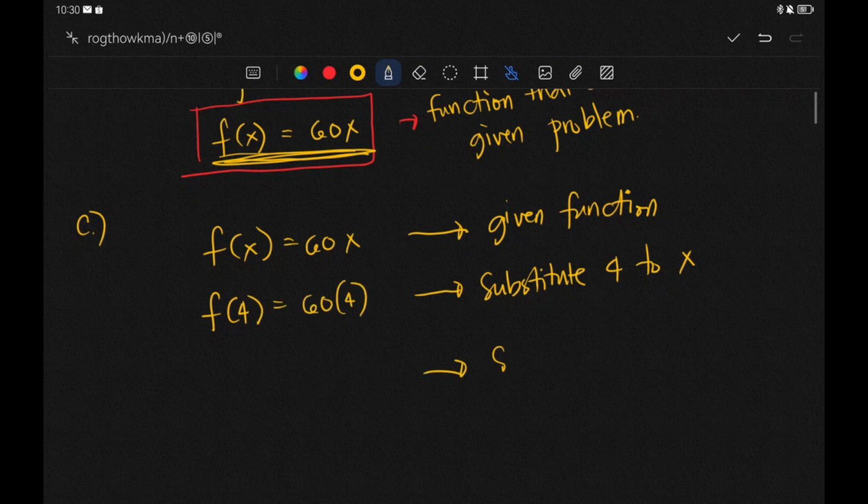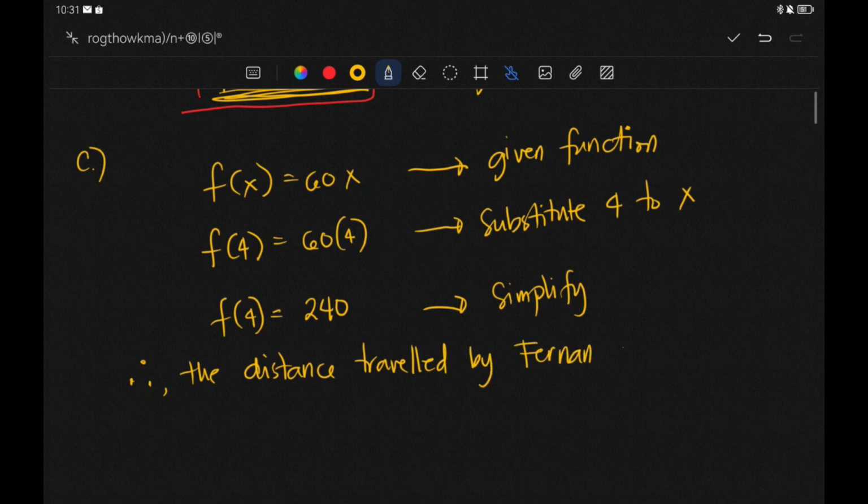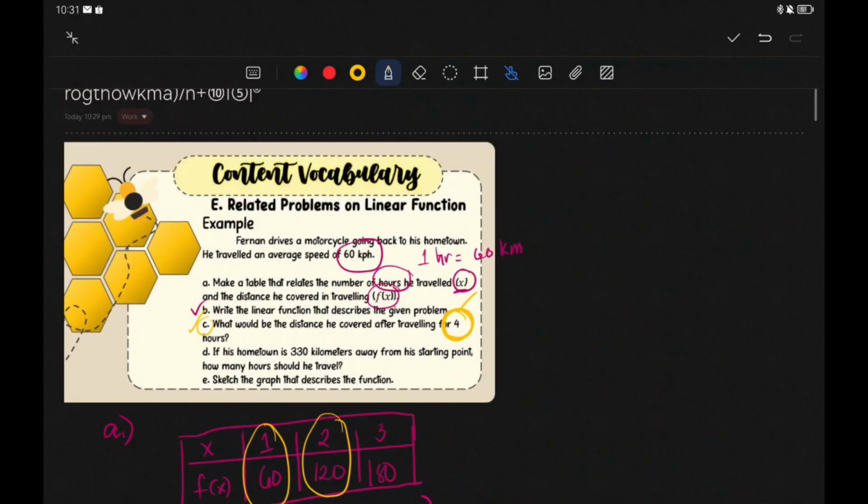And next, you are to simplify. F of 4 is equal to 240. Thus, or therefore, the distance traveled by Fernan after 4 hours is 240 kilometers. Now we are done with letter C. Now let's proceed to letter D.